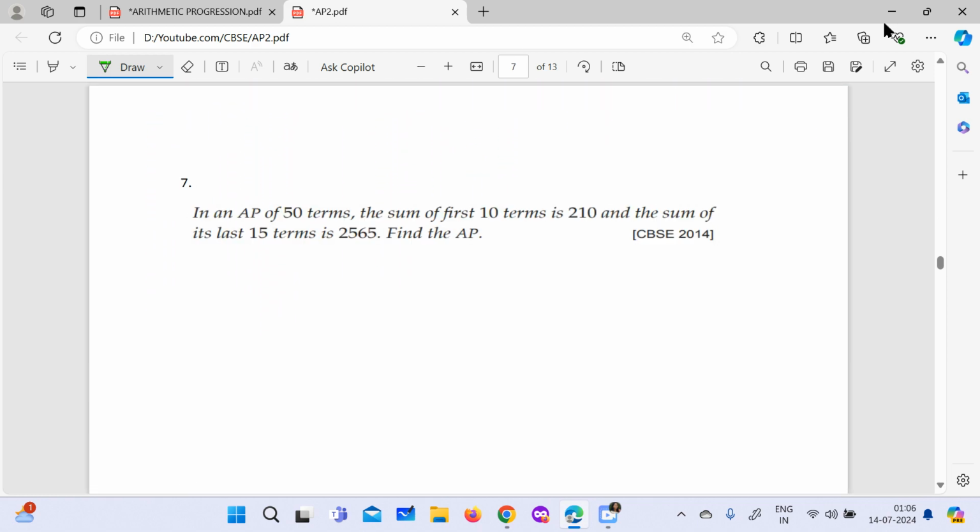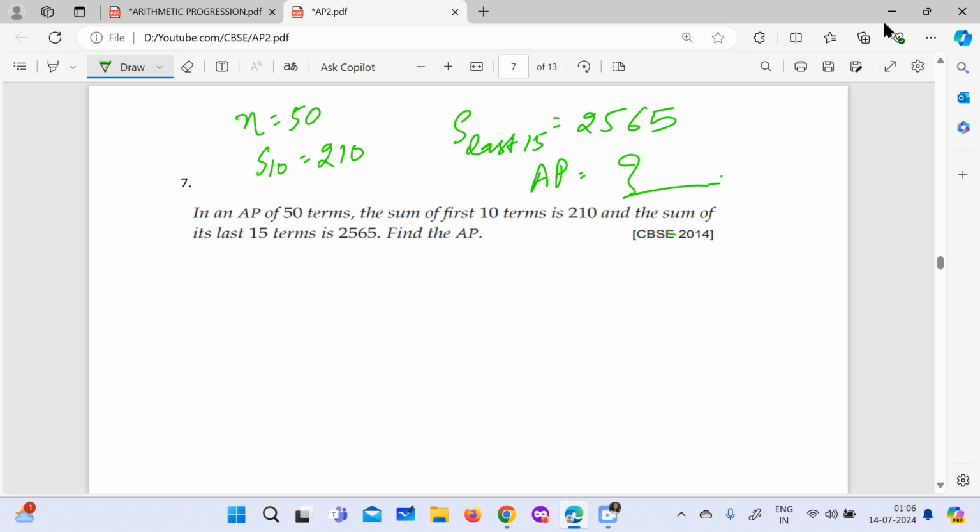So now let's see the next one. In an AP of 50 terms, so here n is given as 50. The sum of first 10 terms is 210. So S10 is equal to 210 and then the sum of the last 15 terms is 2565. So this you have to understand. Now, your question is to find the AP. We have to find all the terms.